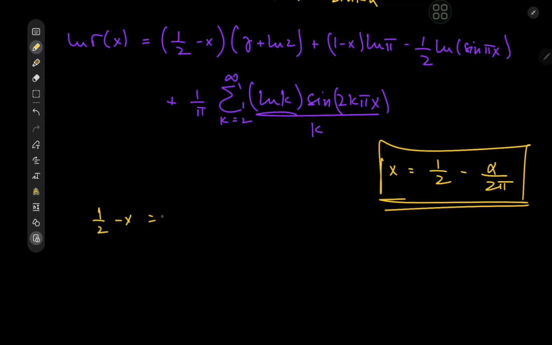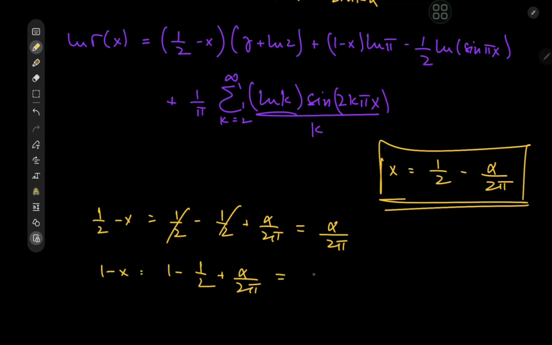1/2 minus x being equal to 1/2 minus 1/2 plus alpha by 2 pi. We have some cancellation, so the first term is alpha by 2 pi. It looks pretty sweet. Then we got 1 minus x. 1 minus x is just going to be 1 minus 1/2 plus alpha by 2 pi, which is, of course, 1/2 plus alpha by 2 pi. Suddenly I'm good at math.